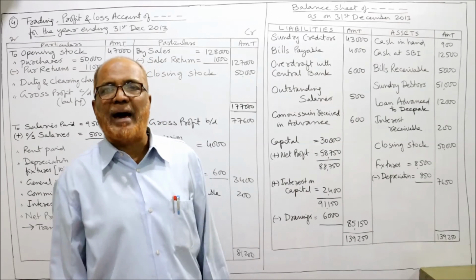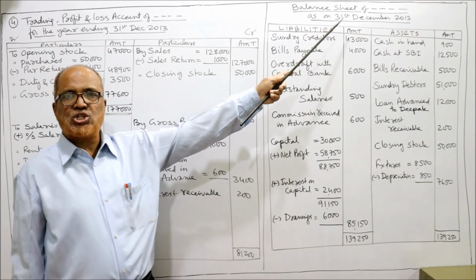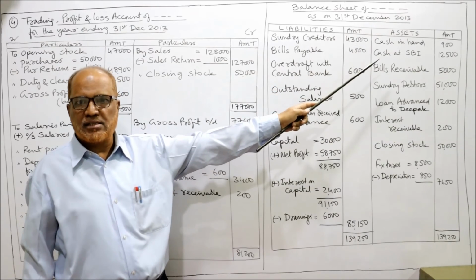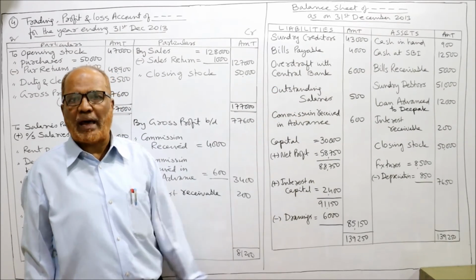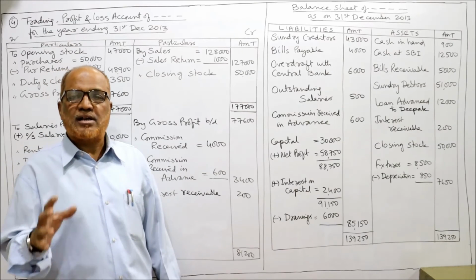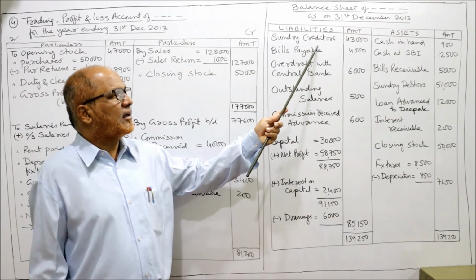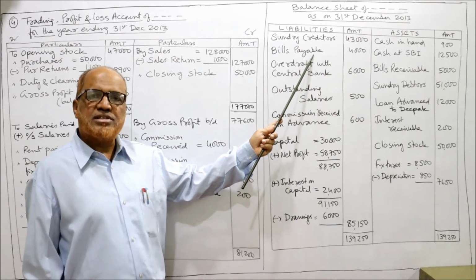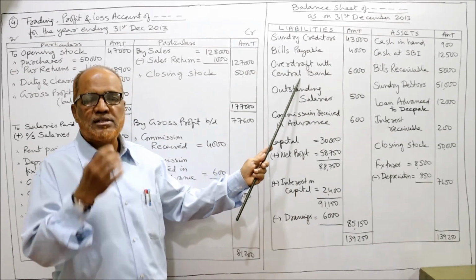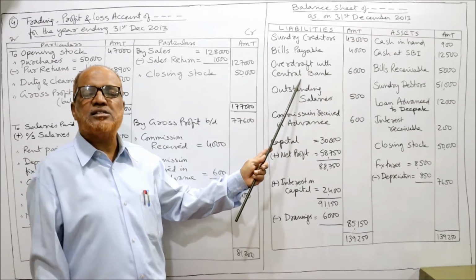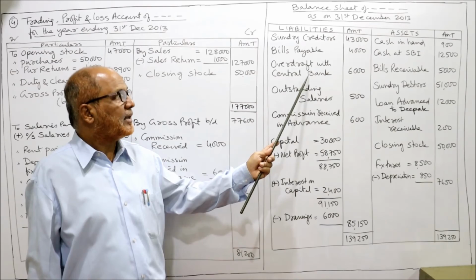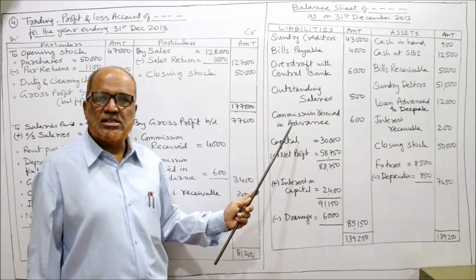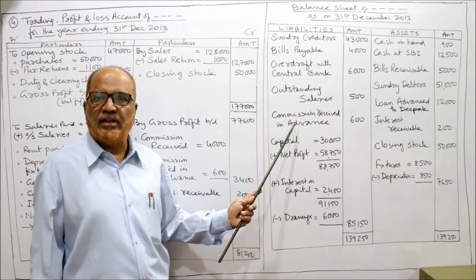Now I am moving on to the balance sheet. Balance sheet of Dash as on 31st December 2013. Liabilities, assets. First we'll come to liabilities. First we take the liquid liabilities, current liabilities. Sundry creditors, no adjustment, nothing. Same as given in the problem. Bills payable, same, no change. Overdraft with central bank is a loan taken from the central bank. Liability. Outstanding salary, just now I told you. Then commission received in advance. It's an income received in advance, liability side.